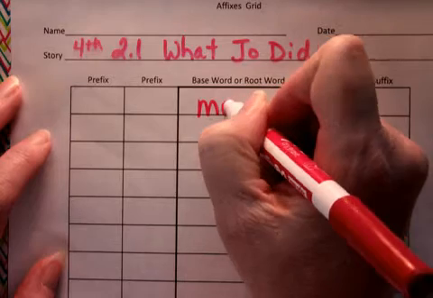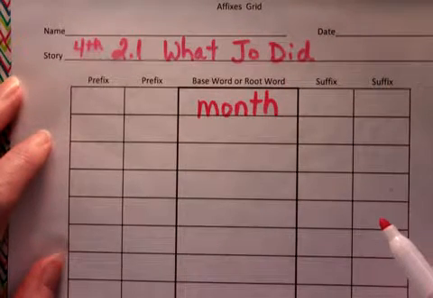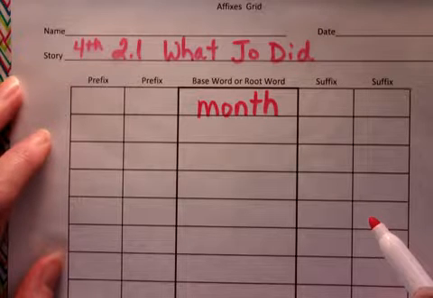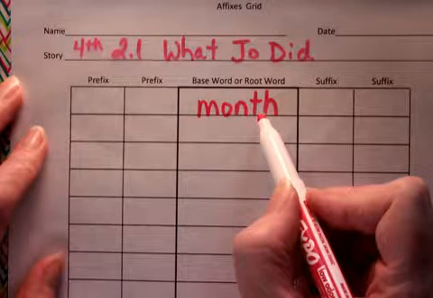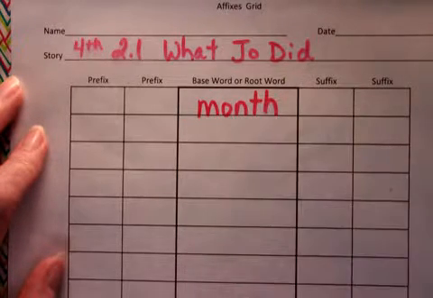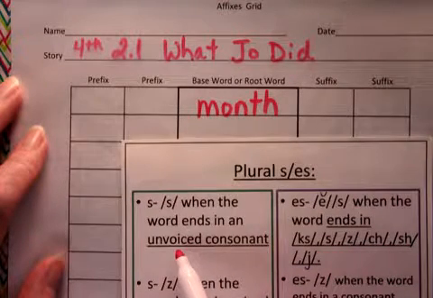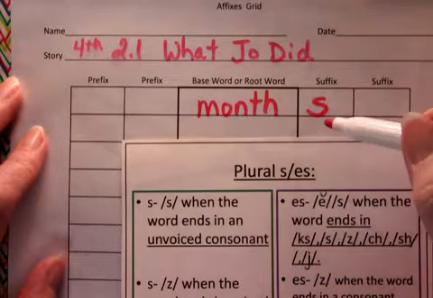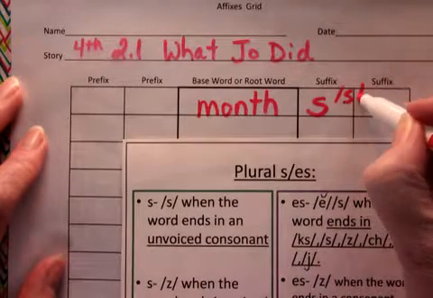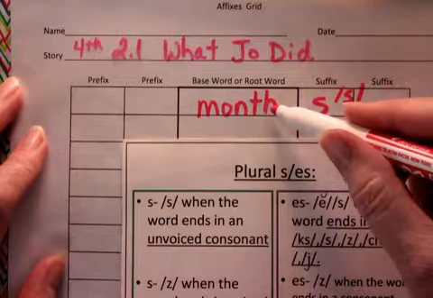The first base word is month. Month. We need to make that more than 1 month, so we need to add a plural. The last sound is a quiet sound. So it's an unvoiced consonant sound. So we're going to add an S, and it says unvoiced final consonant sound.